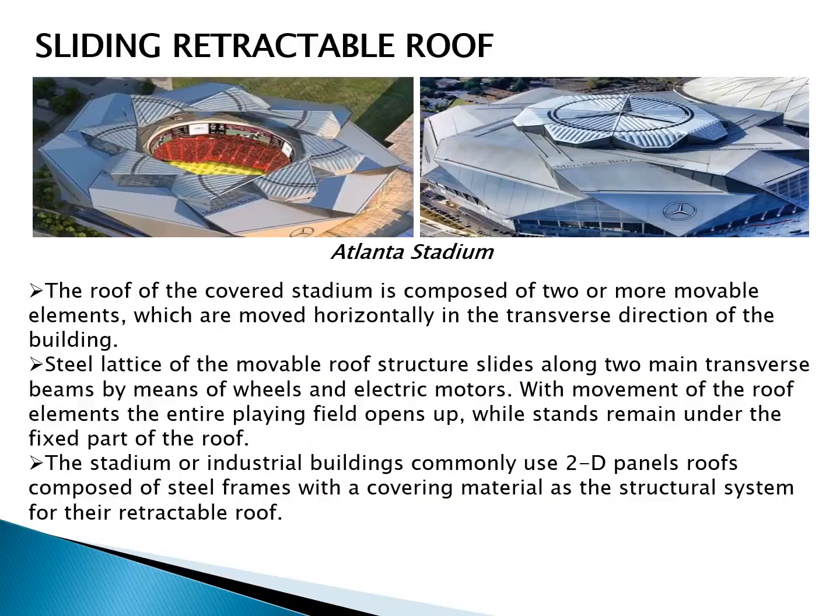First type of retractable roofs are sliding retractable roofs. The roof of the covered stadium is composed of two or more movable elements which are moved horizontally in the transverse direction of the building. Steel lattice of the movable roof structure slides along two main transverse beams by means of wheels and electric motors. With the movement of the roof elements, the entire playing field opens up, while stands remain under the fixed part of the roof. The stadium or industrial building commonly uses 2D panel roofs composed of steel frames with a covering material as a structure system for their retractable roofs.